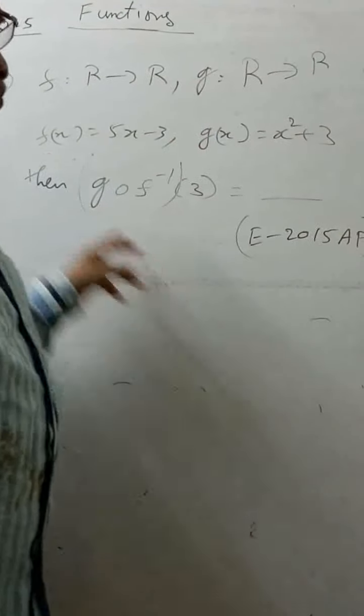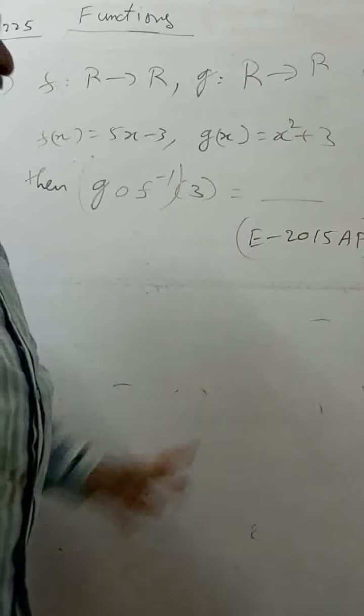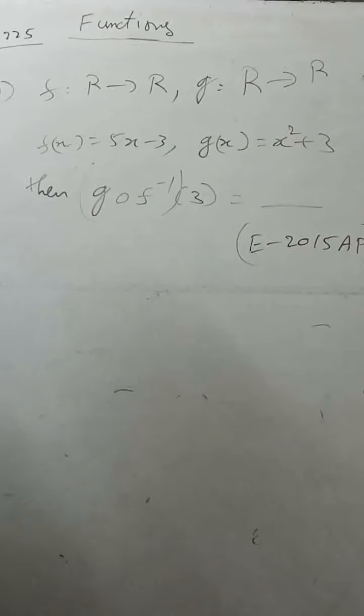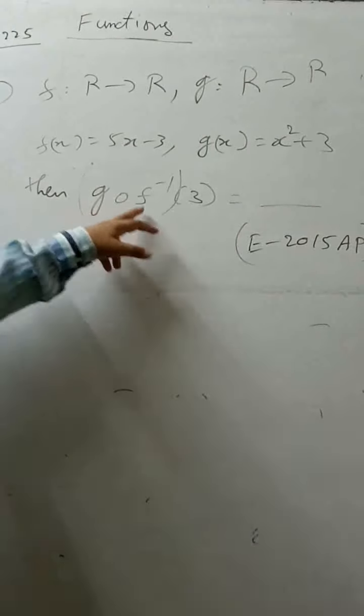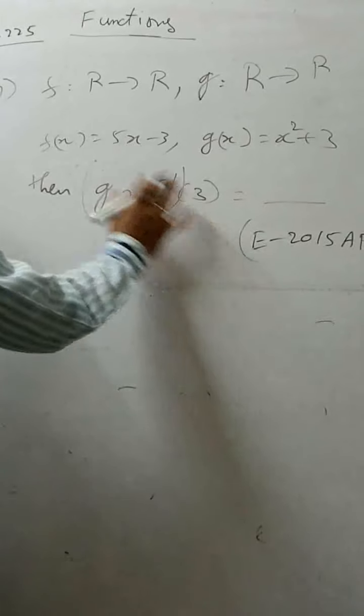F is a mapping from R to R. G is a mapping from R to R. F of x equal to 5x minus 3. G of x equal to x square plus 3. Then he is asking G circle F inverse of 3. So what is he asking? G of F inverse of 3. So I need F inverse of x first for this.